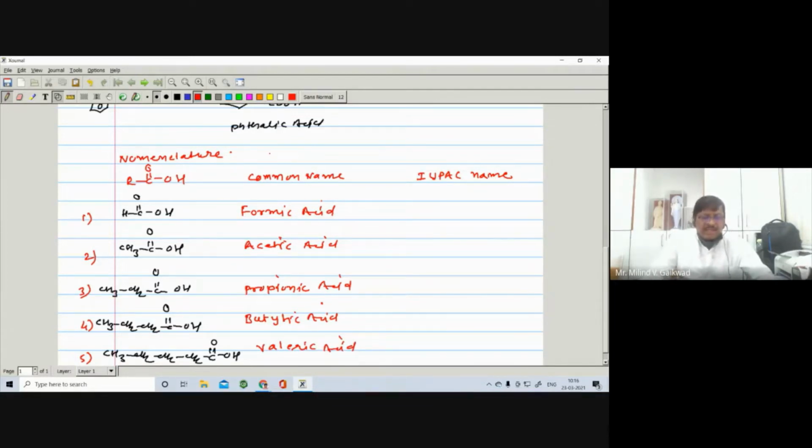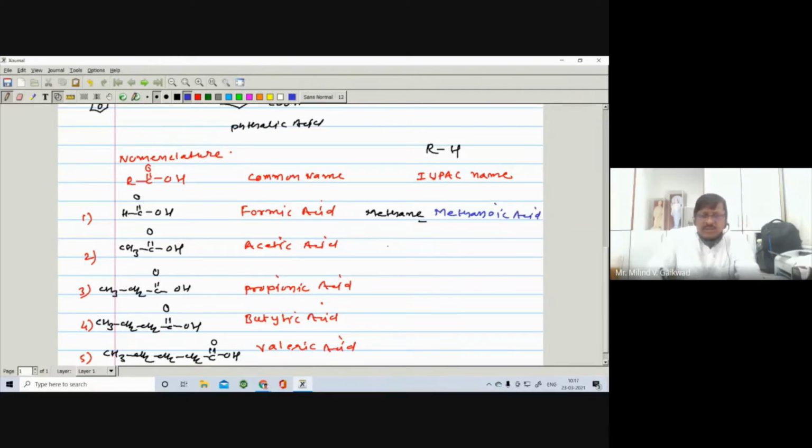Similarly, we can write the other example, 6th, caproic acid. It is obtained from the goat, that's why it is called caproic acid. In the IUPAC name, firstly we should know the corresponding alkane. Here there is only 1 carbon, so it is methane. The E is replaced by OIC acid, methanoic acid.